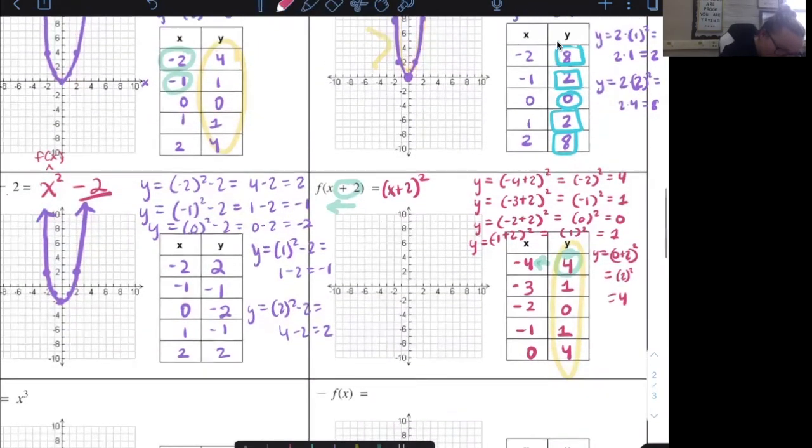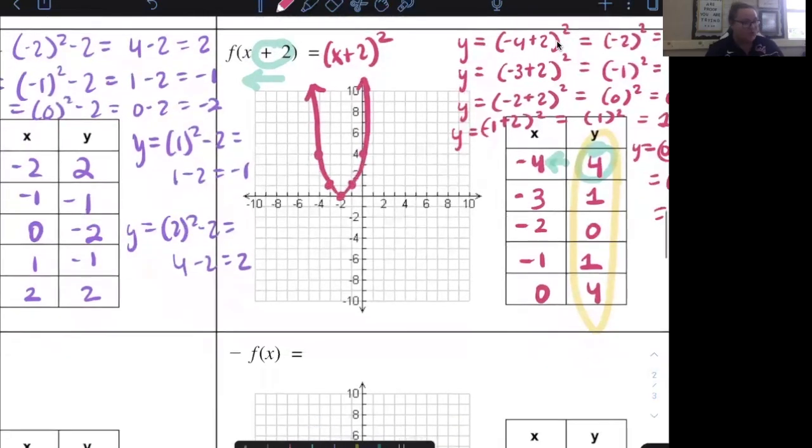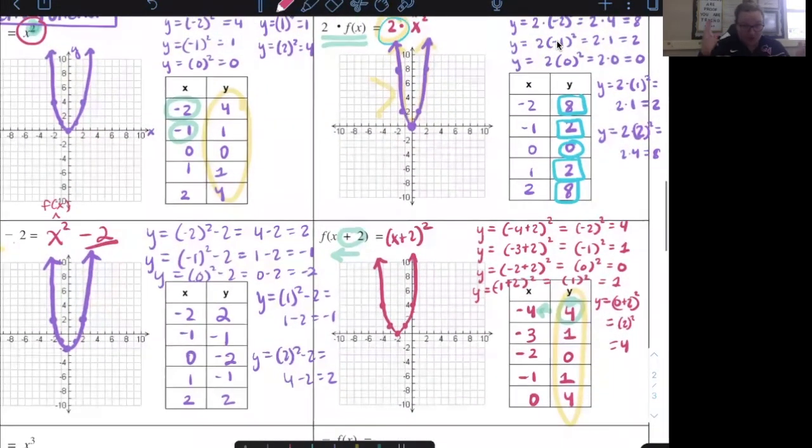So let's go ahead and graph it. We're going to have (-4, 4), (-3, 1), (-2, 0), (-1, 1), and then (0, 4). And there's our transformed function, which looks just like our parent function, just shifted to the left 2, which is what we expected to happen.